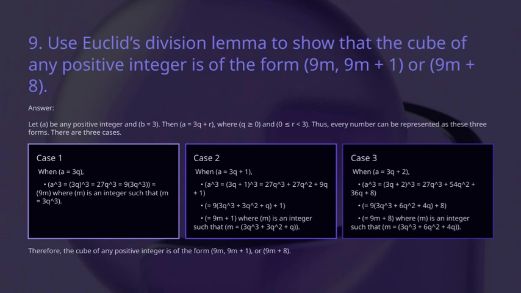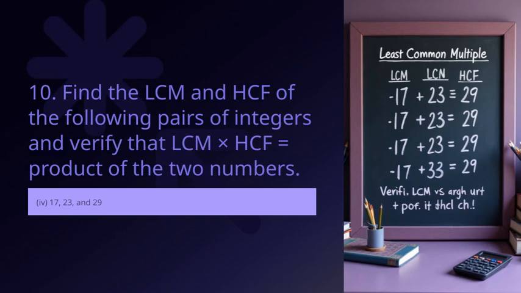Putting it all together, what does this tell us? It means that the cube of any positive integer can be expressed in one of these three forms: 9m, 9m plus 1, or 9m plus 8. This classification covers all possible cases, thanks to Euclid's division lemma. So the key takeaway is that no matter what positive integer we choose, its cube will always fall into one of these three categories. This insight is fundamental because it helps us understand the structure and properties of cubes within modular arithmetic.